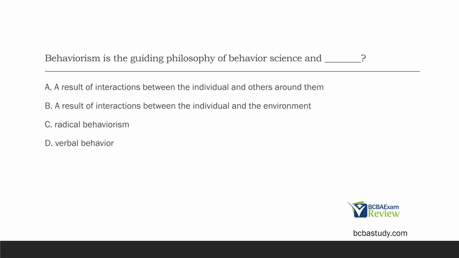Behaviorism is our guiding light, okay? It leads to experimental analysis of behavior. It leads to ABA. It leads to practice of ABA, right? Behaviorism guides it all. Then you have radical behaviorism, methodological behaviorism, verbal behavior, on and on and on, okay? But you need to know at the top of those is behaviorism, the guiding philosophy of behavior science, and it's a result of interactions between the individual and the environment.